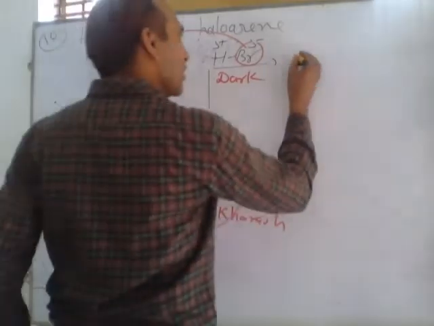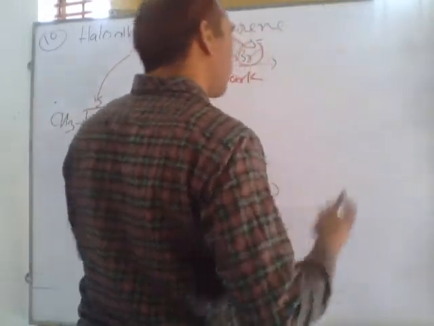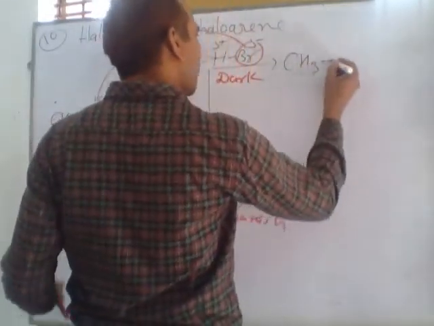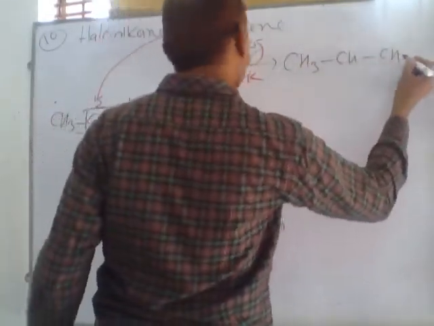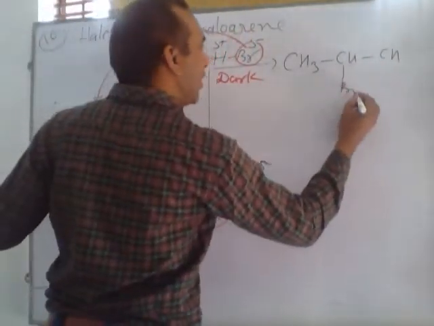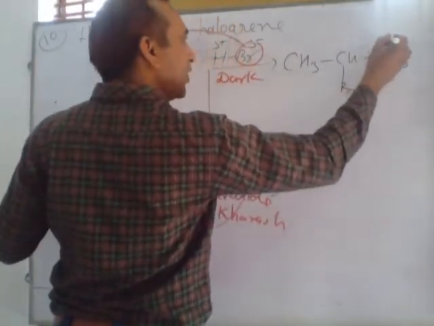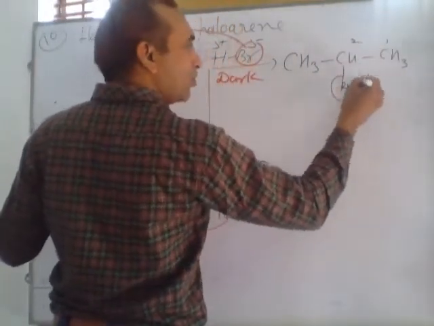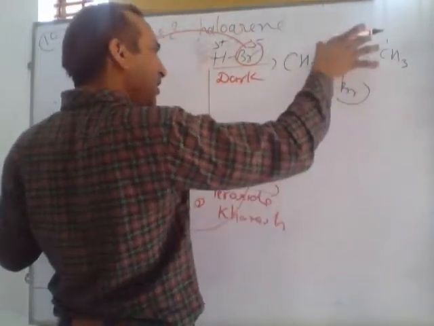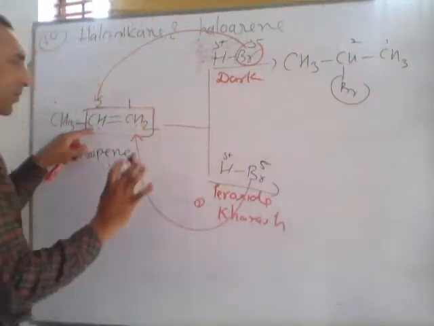In the first case, this type: CH3 CHCl. This is a product. Here the negative part joins and the hydrogen atom of HBr joins here. So this is 2-bromopropane, otherwise we can say this is isopropyl bromide. This is secondary category.